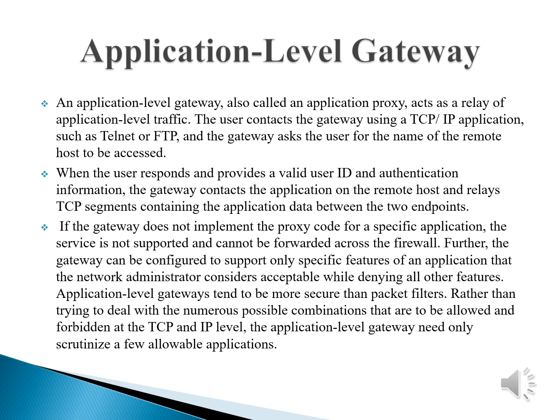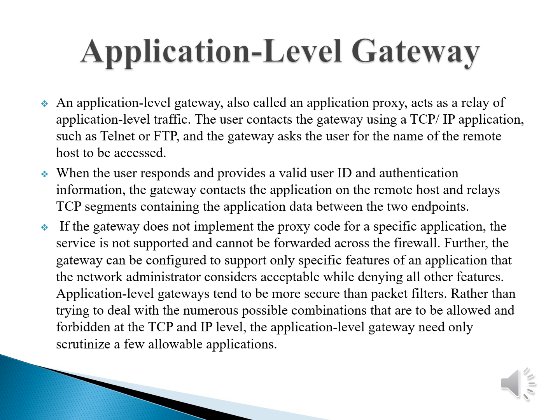When the user responds and provides a valid user ID and authentication information, the gateway contacts the application on the remote host and relays TCP segments containing the application data between the two endpoints. If the gateway does not implement the proxy code for a specific application, then the service is not supported and cannot be forwarded across the firewall. Further, the gateway can be configured to support only specific features of an application that the network administrator considers acceptable while denying all other features.